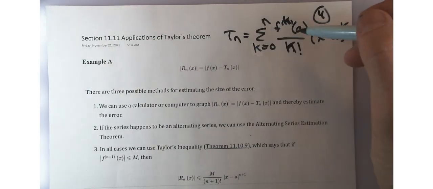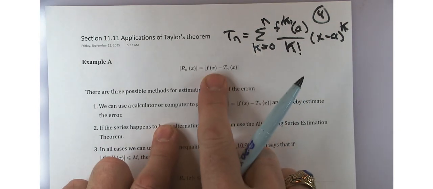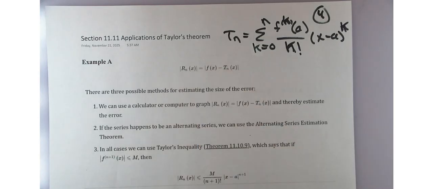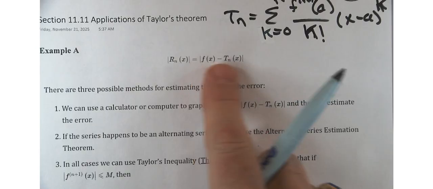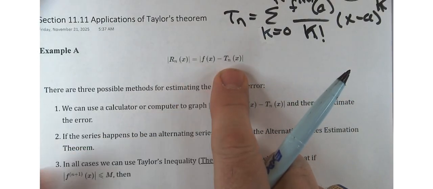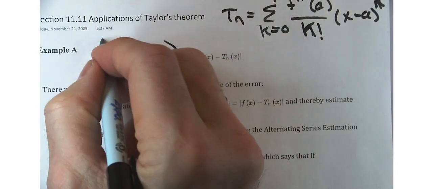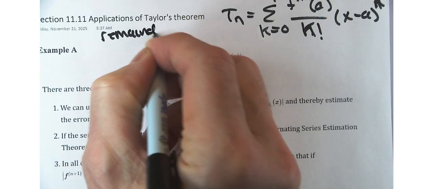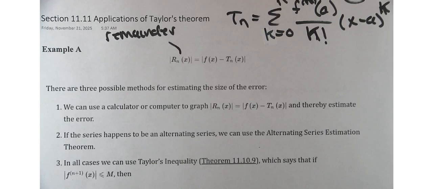That's just the first n terms in a Taylor series, and a lot of times you use that to approximate a function. But the difference between the function and its Taylor series all the way up to n is your remainder term. So this is your remainder. That's how much error you're making when you make an approximation. So there's 3 different ways you can get a handle on that error.